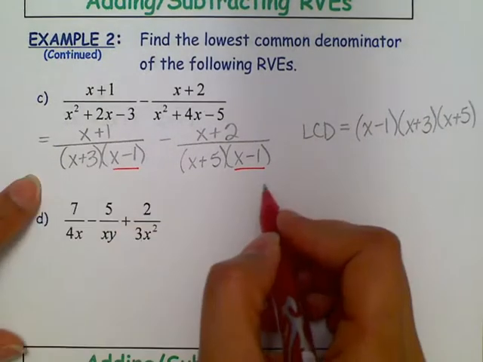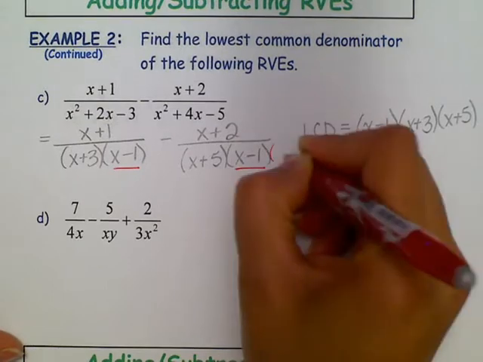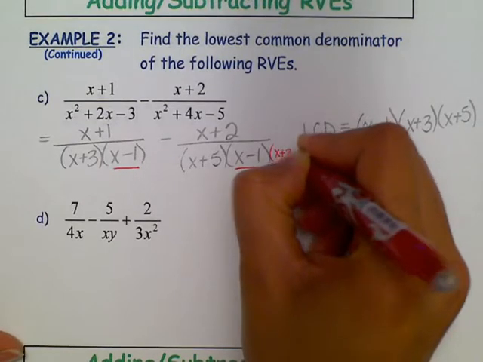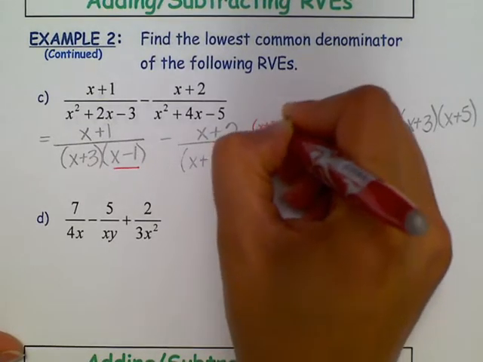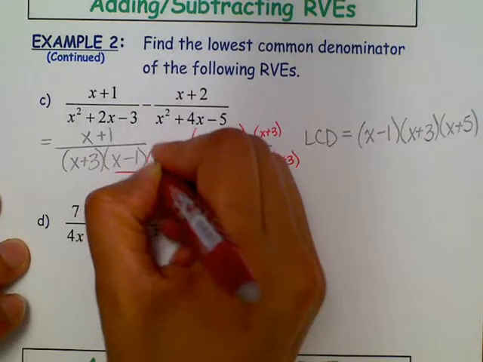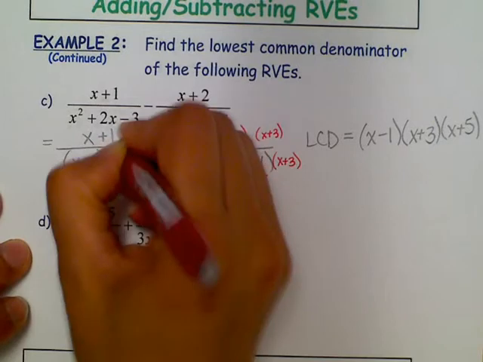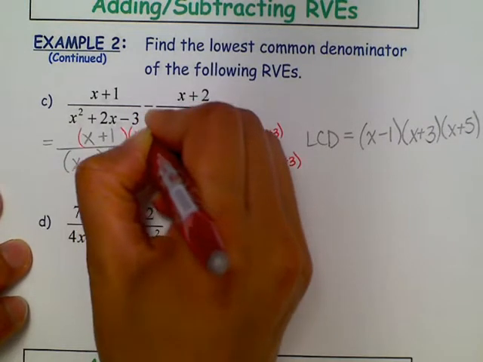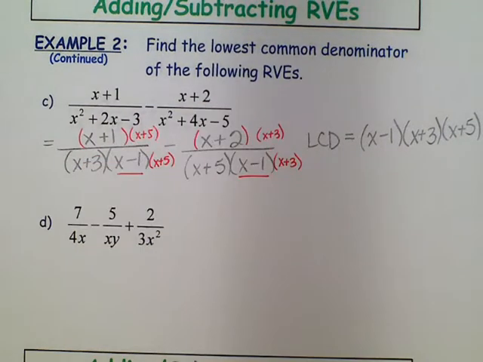So in order to get these two denominators the same, the second one needs to be multiplied by x plus 3. And the first one needs to be multiplied by x plus 5. And then from here, it's just a matter of working out the numerator part and then collecting like terms essentially.